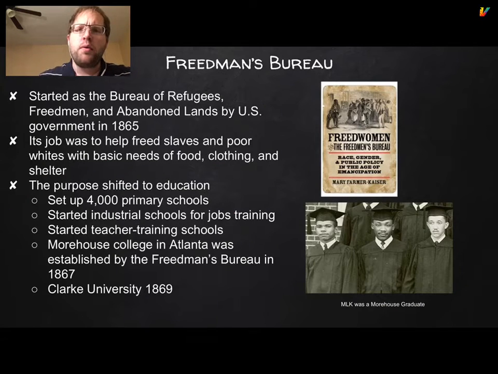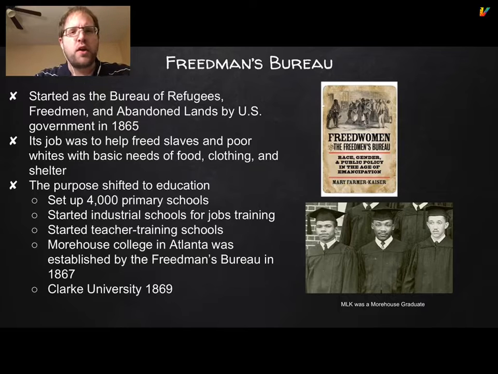In order to help the freedmen, the federal government creates this thing called the Freedmen's Bureau. And the Freedmen's Bureau is set up to provide, at first, immediate relief. Things like food, shelter, clothing, the things that you need to survive. And then over time, the long-term goals of the Freedmen's Bureau kind of change. They start to focus on education, and they start setting up a lot of schools specifically for the former slaves.